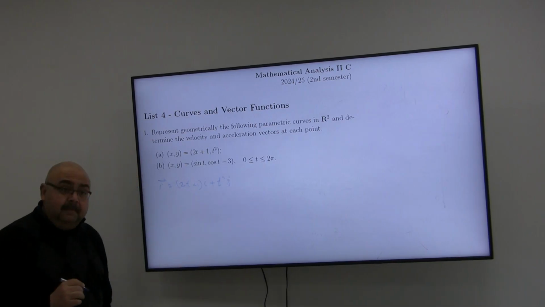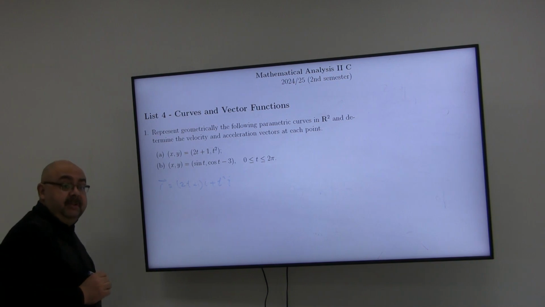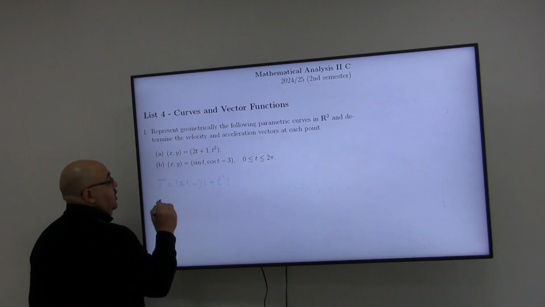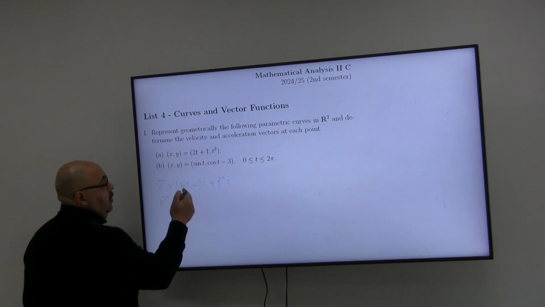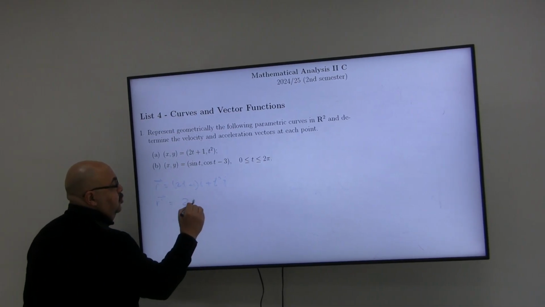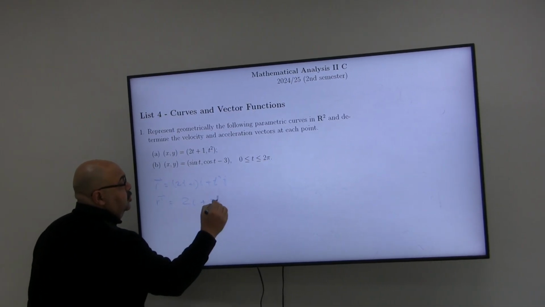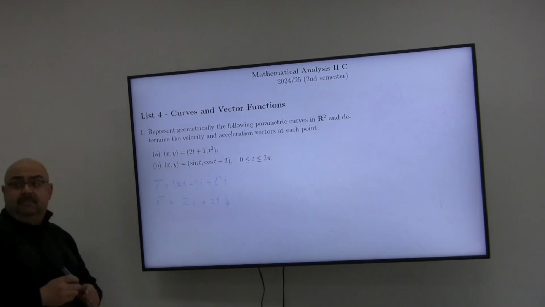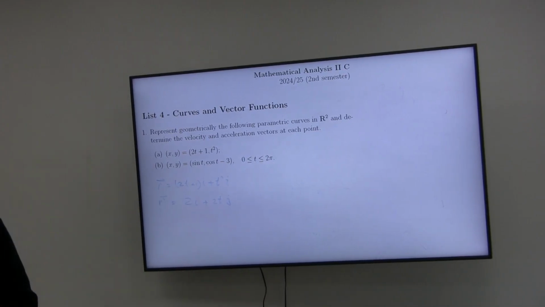Are you with me, Miss Nada? Okay, get the velocity please. How to get the velocity? I will get r dash, so I will differentiate this. It's going to be 2 in the direction of i plus 2t times j. Are you with me guys? Okay, how to get the acceleration?